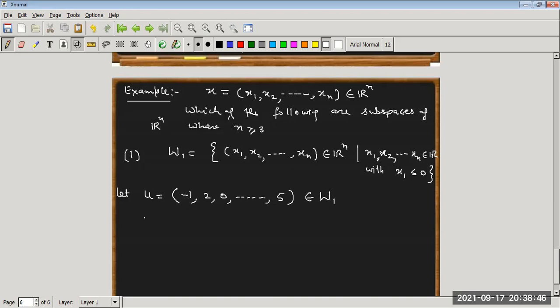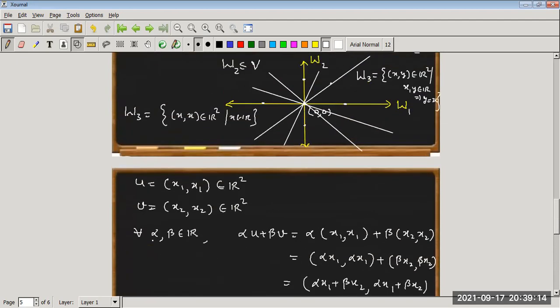Now, for all alpha in R, you can take any real number. So we can take alpha equal to -1, and this belongs to the real numbers. So alpha dot u must be in W, because this is the third condition.